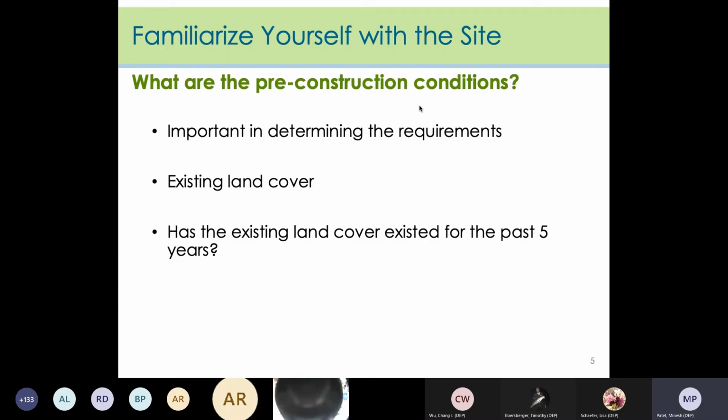The stormwater management rules require that if more than 1 land cover has existed on the site during the 5 years immediately prior to the time of application, the land cover with the lowest runoff potential is the one that shall be used. So let's take a look at the site plan depicting the existing condition.